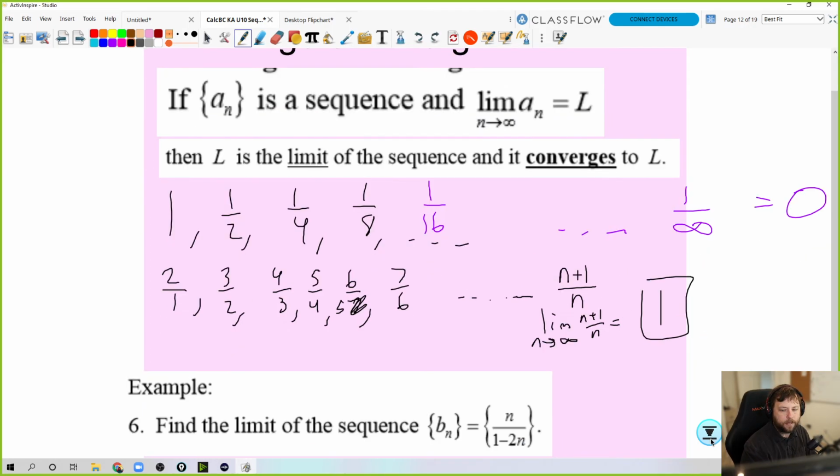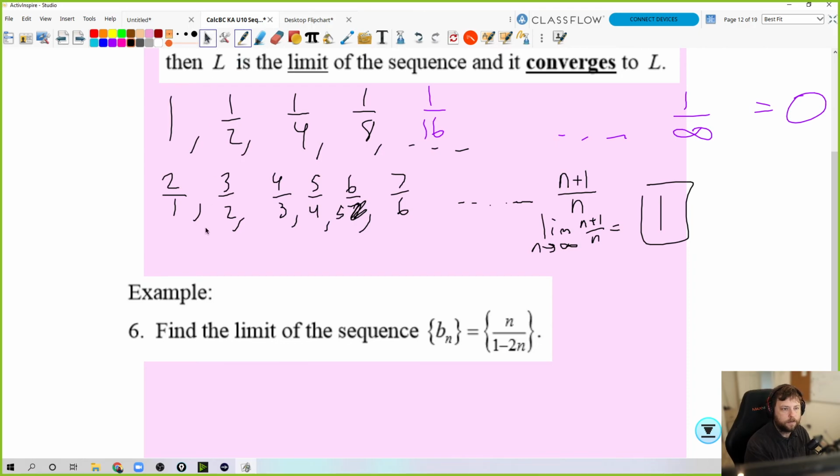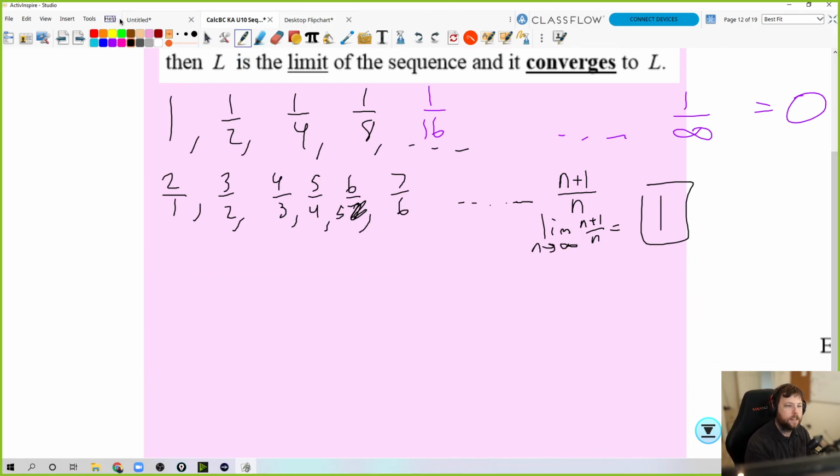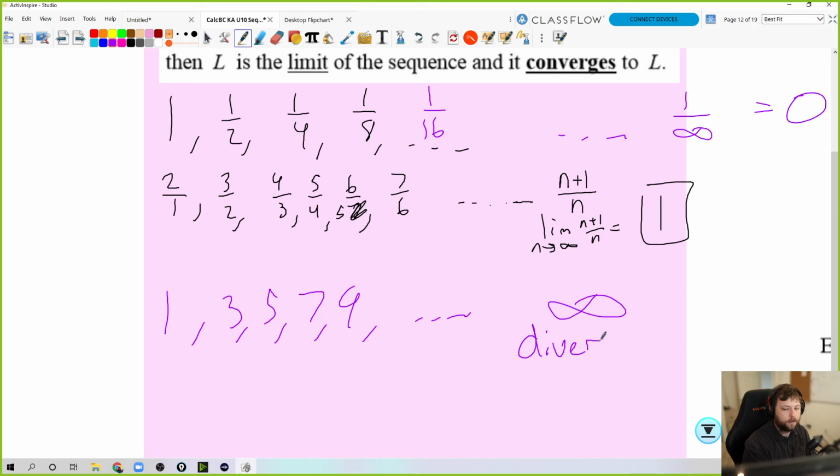An example of something that would not converge: let's say I had a different pattern, 1, 3, 5, 7, 9. It's going up by 2 every time. If you kept just adding 2 every time, you're going to go up to infinity. So we're going to be diverging here.